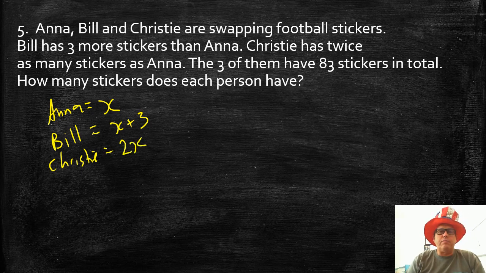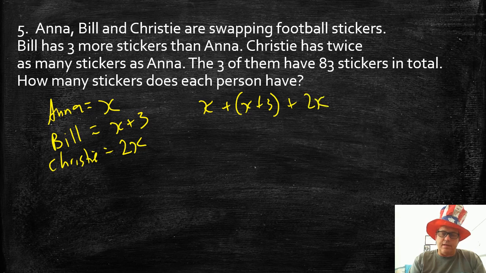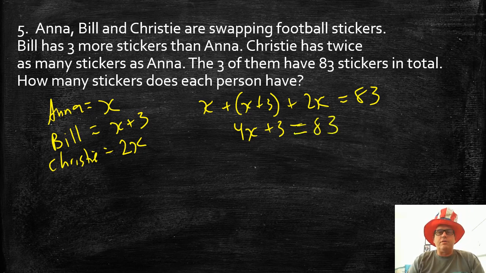So we've defined our variables. Anna has X stickers, Bill has X plus 3, Christy has 2X. It says the 3 of them have 83 in total. That means we have to add them up. So X, Anna, plus Bill, plus Christy equals 83. We should still simplify this. If they ask for an equation, before we answer the question, we should simplify this. So X plus X plus 2X is 4X, plus 3, equals 83. There's my equation, all simplified.